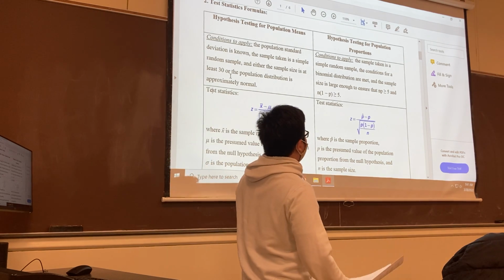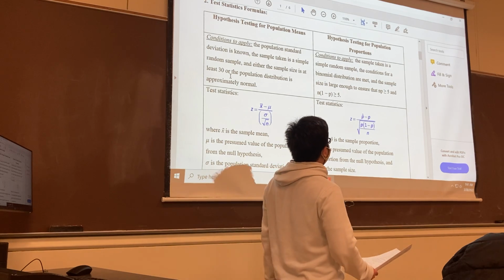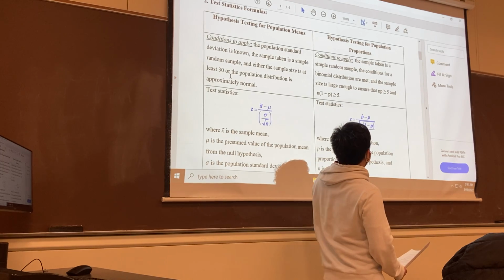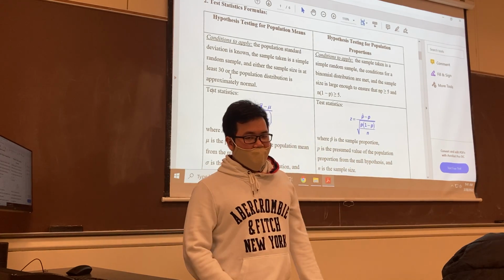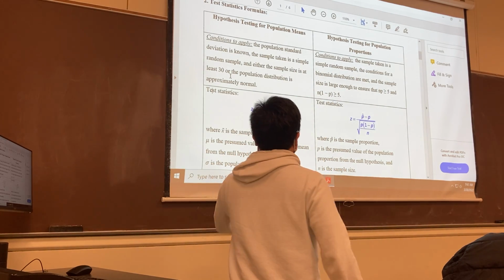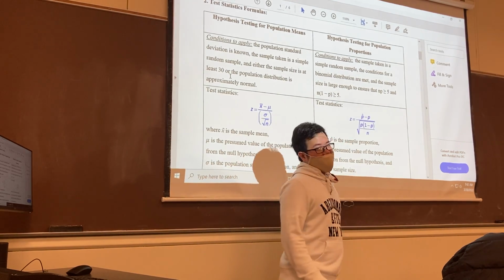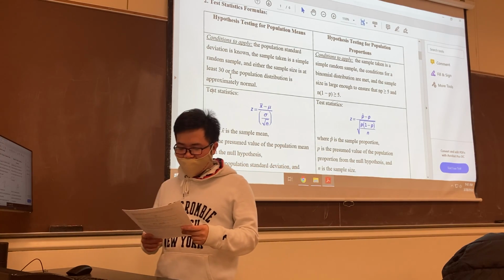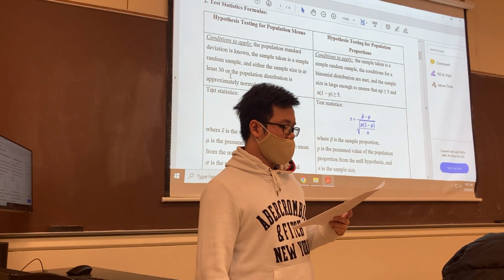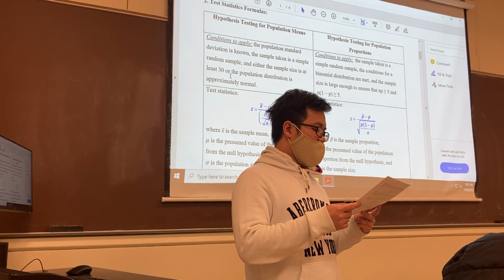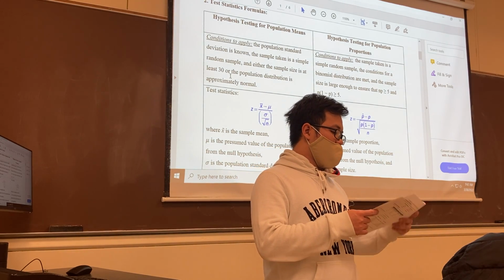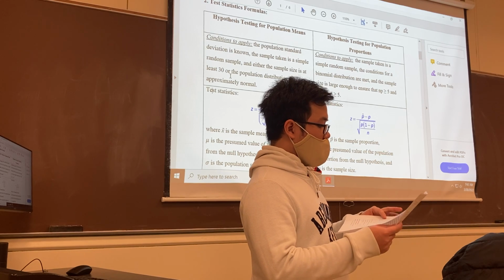Okay, if they ask you to test about population proportion, you need to use the formula like this. You don't need to remember these formulas, but you need to know when you use this formula or when you use this formula. Okay, that is step 3. And step 4, we will draw a conclusion and interpret the decision. Okay, I will talk to you about step 4 later. And now I will give you some examples to do steps 1, 2, and 3.